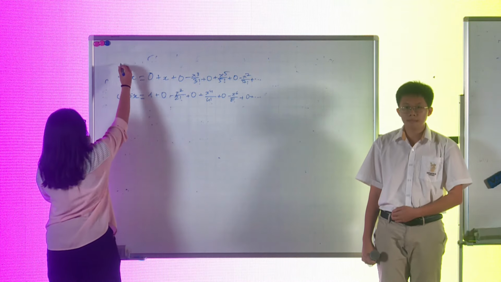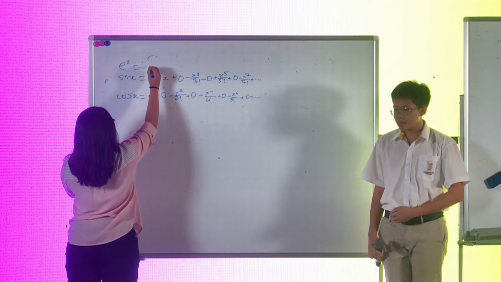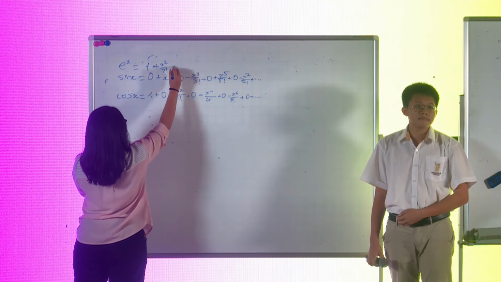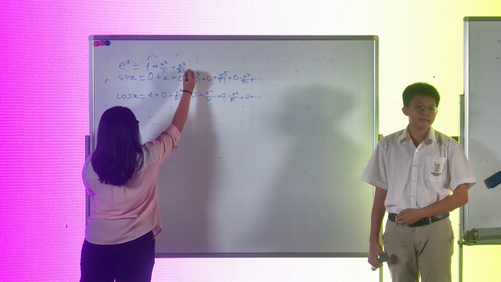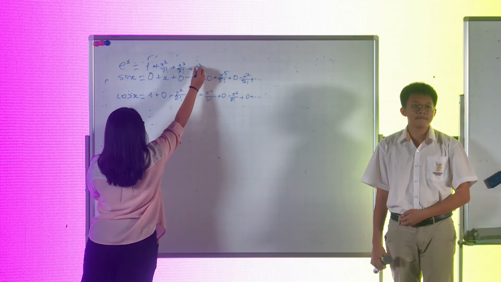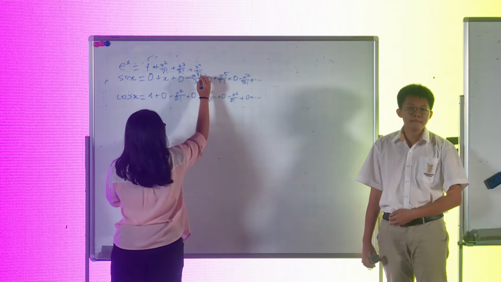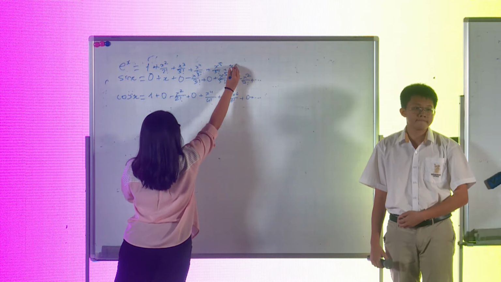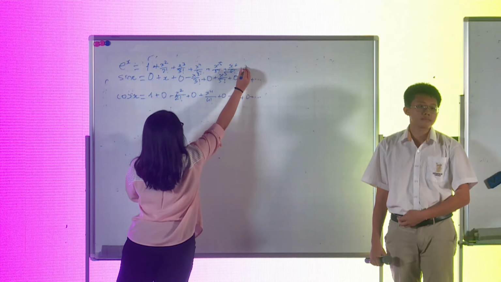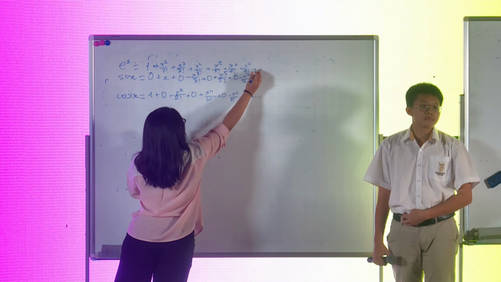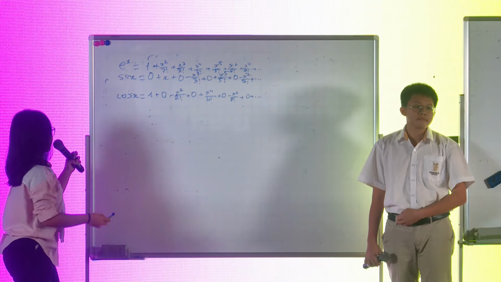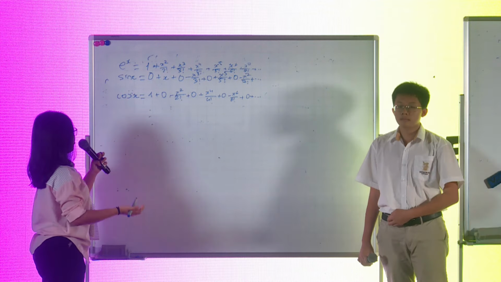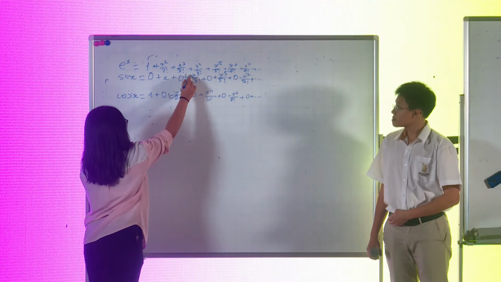We can see that if we compare this to e to the x, which is equal to 1 plus x plus x to the power of 2 over 2 factorial, plus x to the power of 3 over 3 factorial, plus x to the power of 4 over 4 factorial, plus x to the power of 5 over 5 factorial, plus x to the power of 6 over 6 factorial, and it goes on like that. We can see that the Taylor series of sine of x and cosine of x are similar. However, the signs here are different.